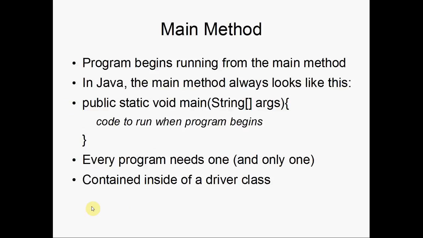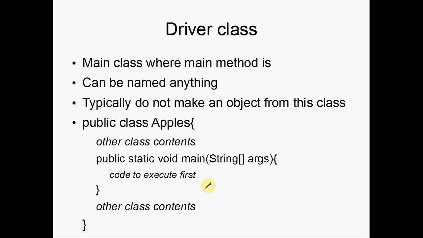We learned in the last lesson about the main method. The program begins running from the main method. And just a quick reminder, this is what the main method looks like: public static void main, String args. It's a good idea to memorize that. You're going to be using it a lot. Every program needs one and only one, and it's contained inside of a driver class. So a driver class is where the main method is. It can be called anything, and typically you don't make an object from this class.